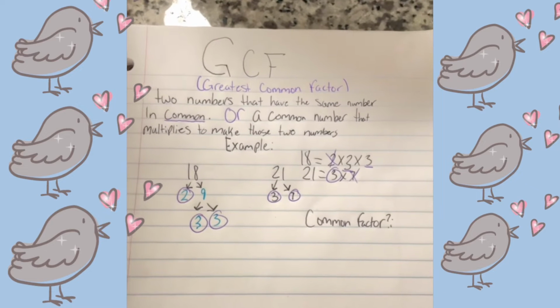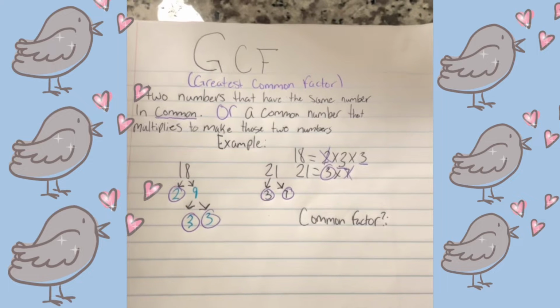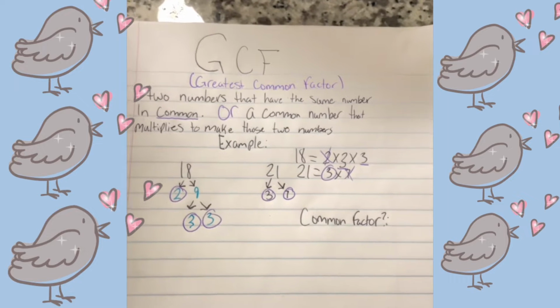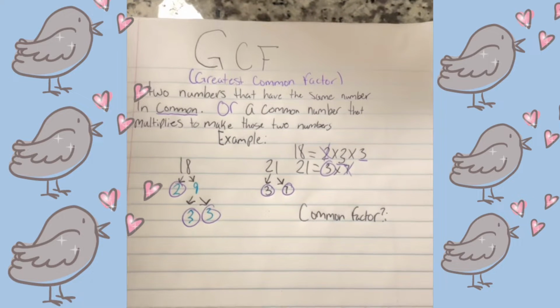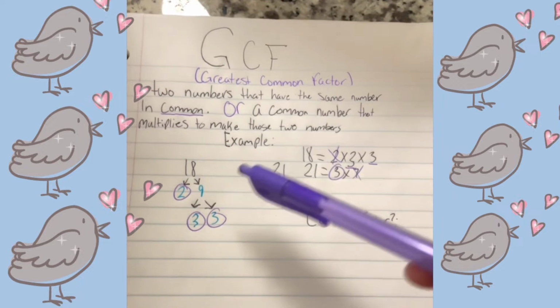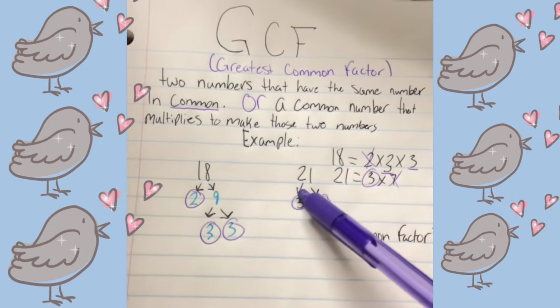This is GCF, greatest common factor. This is two numbers that have the same number in common, or the greatest common number that multiplies to make these two numbers. This is my example, 18 and 21.